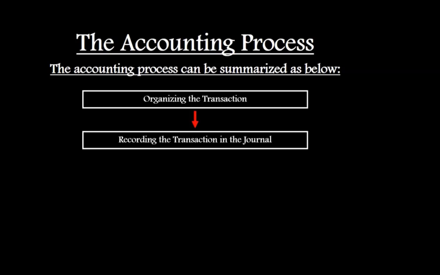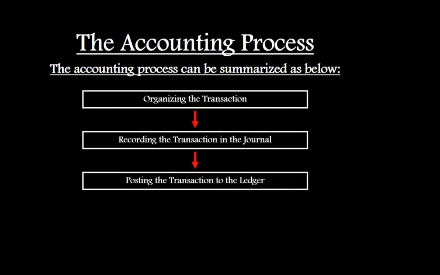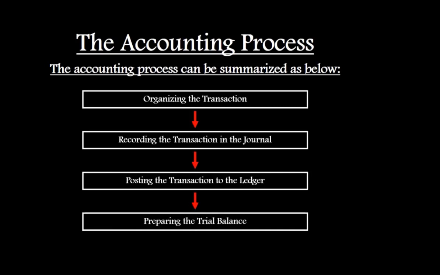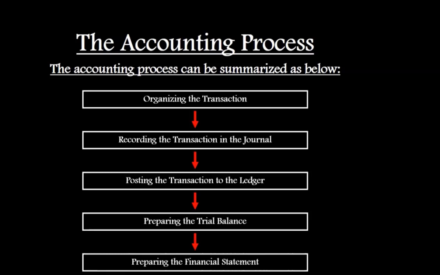Once the organizing has been done, we can go ahead and record the transaction in the general journal, and we also call this just the journal. In short, once this is done, we can post the transaction to the ledger and then create a trial balance. Once our trial balance balances, we know that everything is falling in place.